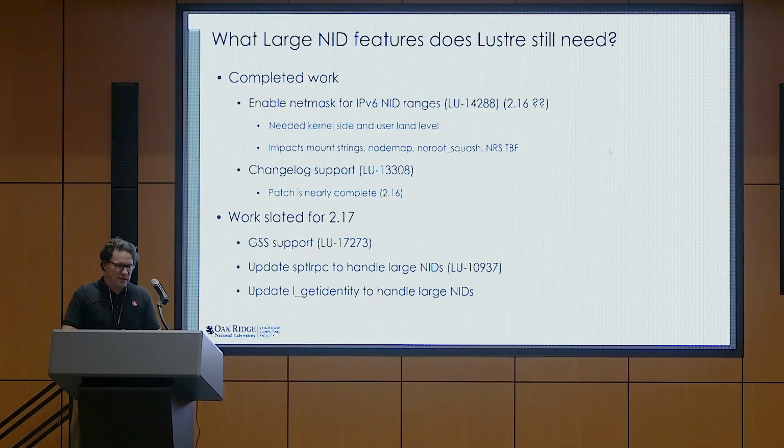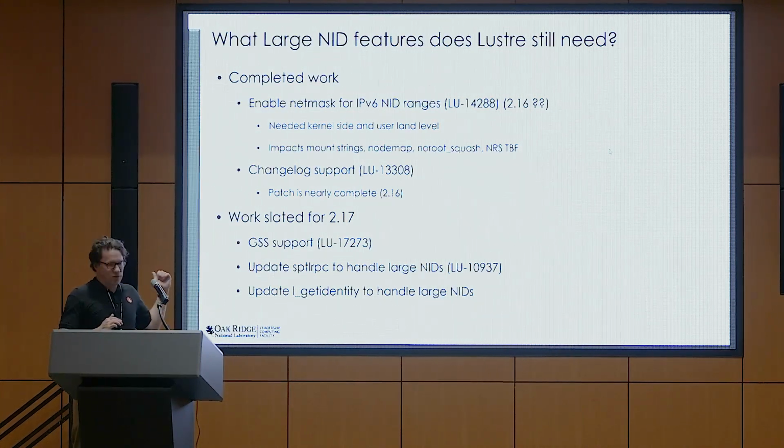So what do we need left? Probably the biggest work is the support of IPv6 netmask. We had that discussion, and we said instead of doing IP ranges, it would be better to do a netmask, because that's usually what administrators are used to when dealing with IP addresses. It's needed on both the kernel and userland side. Once this work is done, we can update the root squash handling, the nodemap stuff, the mount strings, and NRS TBF.